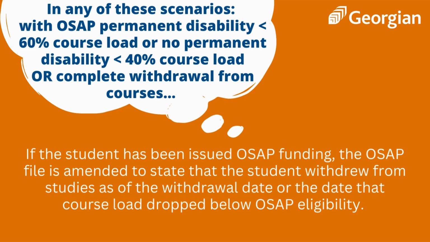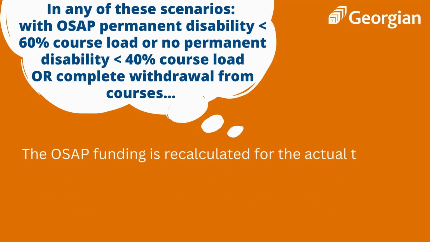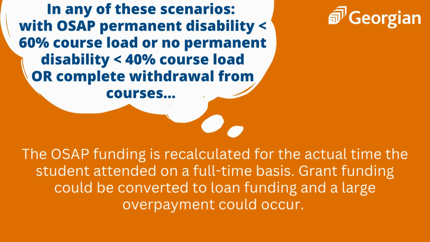If the student has been issued OSAP funding, the OSAP file is amended to state that the student withdrew from the studies as of the withdrawal date or the date that the course load dropped below OSAP eligibility. The OSAP funding is recalculated for the actual time the student attended on a full-time basis. Grant funding could be converted to loan funding and a large overpayment could occur.